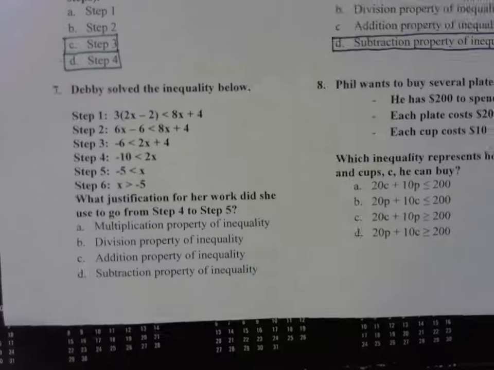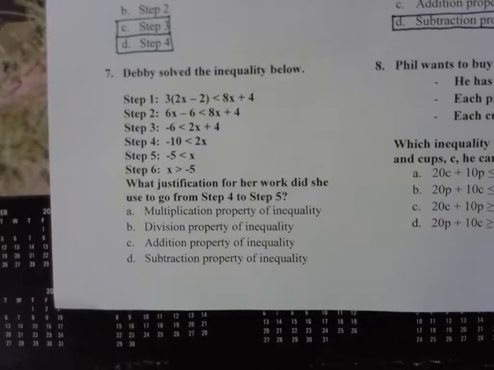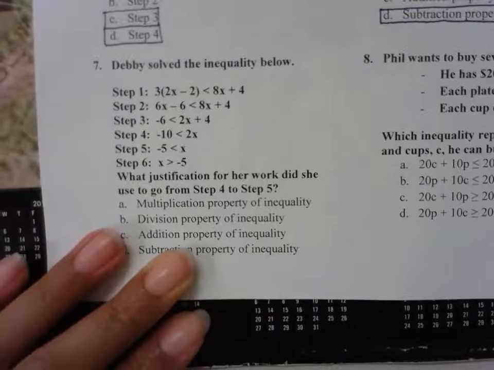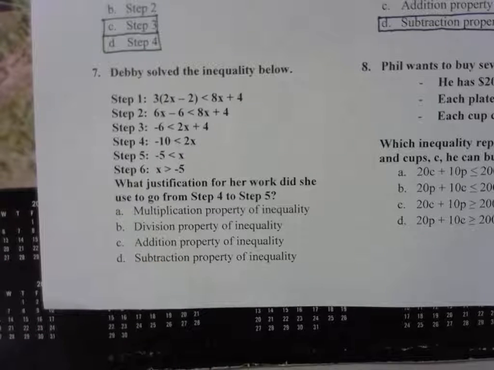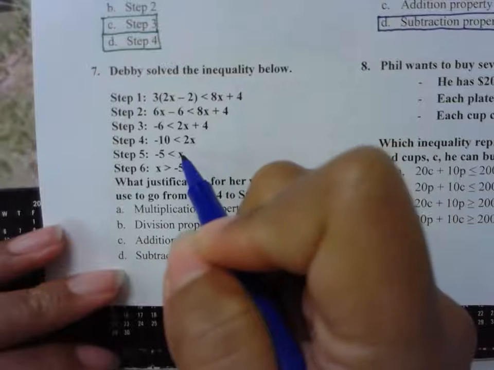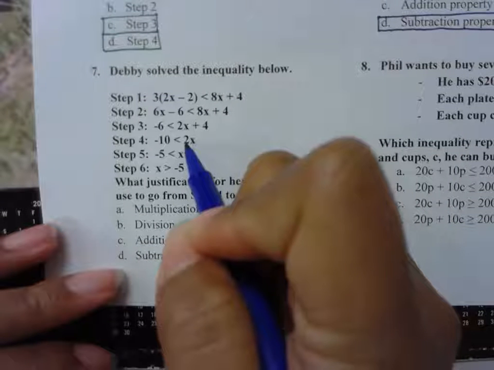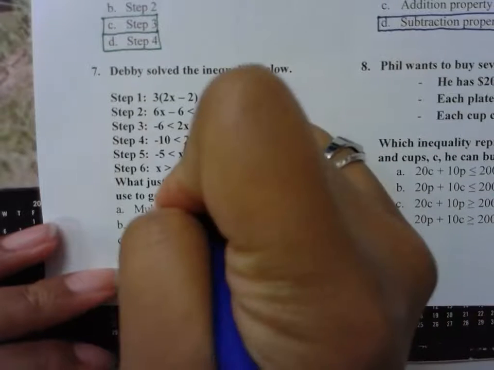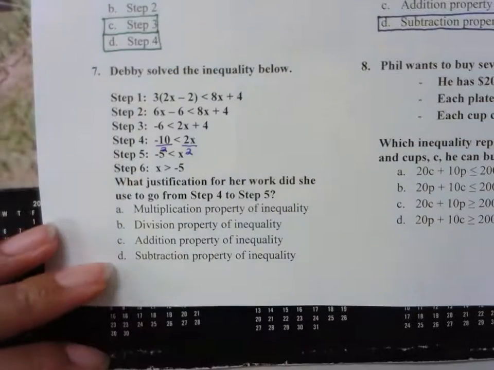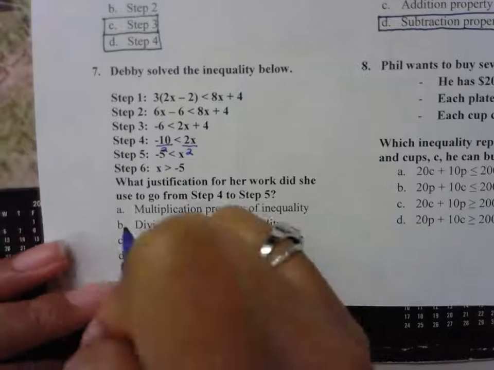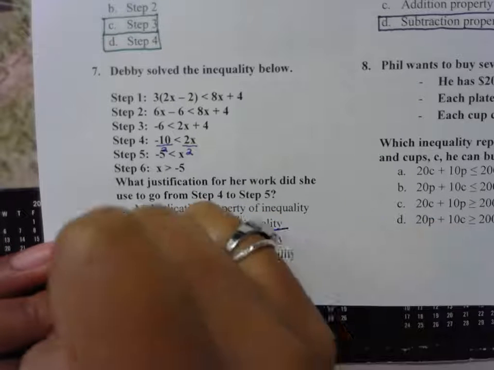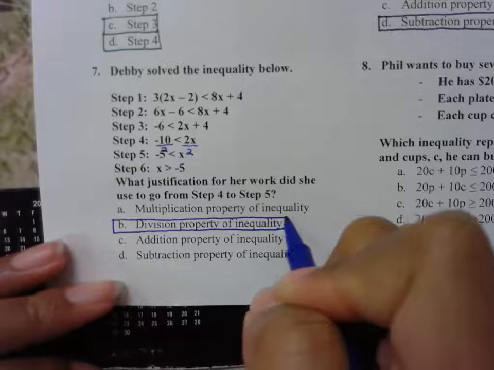Number 7 is a very similar question to number 6. They're just wanting us to identify the property used. This time we're going from step 4 to step 5. So I see that x is by itself in step 5. So how do we go from 2x to x? We divided both sides by 2. Therefore we use the division property of inequality.